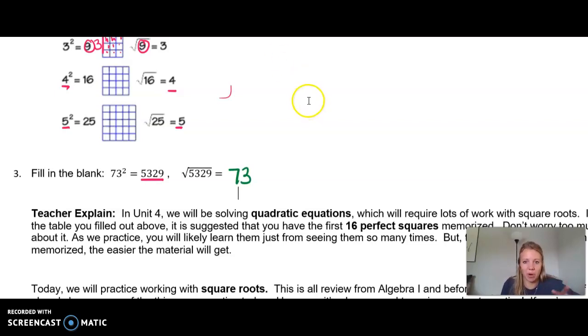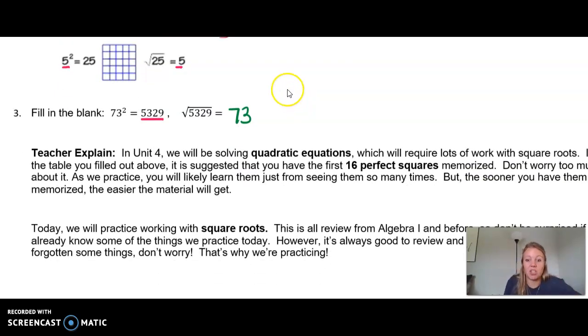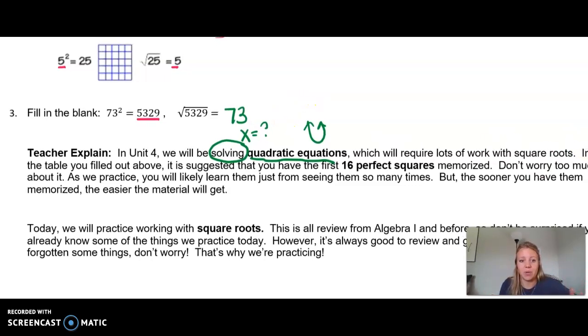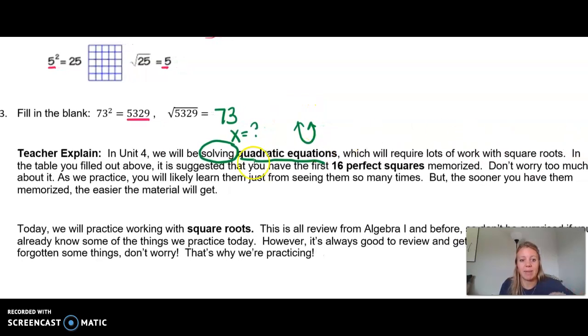So in Unit 4, what we're going to be talking about is quadratic equations. So more like parabolas, but now we're going to be solving them. So like solving for x equals what? In the previous unit, we were actually writing the equation. Now we're going to solve the equation and try to find the value of x, which we know that in the table you filled out above, it's backtrack. It's really handy to have those 16 perfect squares memorized because you're going to see those a lot.